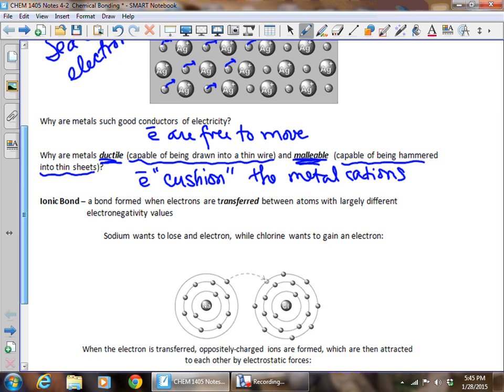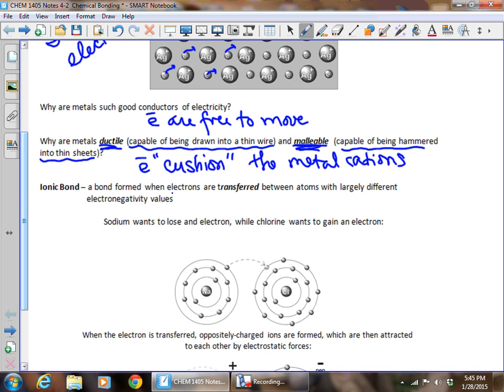Ionic bonds are bonds that are formed when electrons are transferred. That's the key word, transferred between atoms. And these atoms have big electronegativity differences. Now, electronegativity is just a measure of how strongly they're holding on to their electrons. Some atoms hold on to electrons very strongly. Those are the ones that would like to gain electrons. And so the ones they already have, they're going to hold on to really strongly.